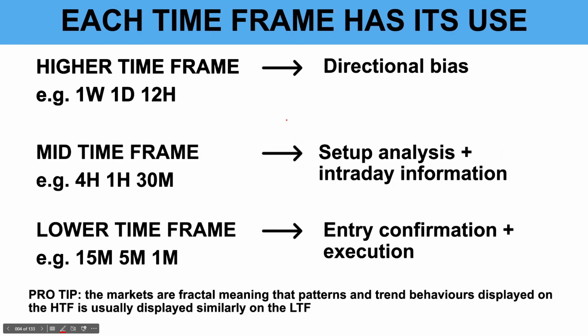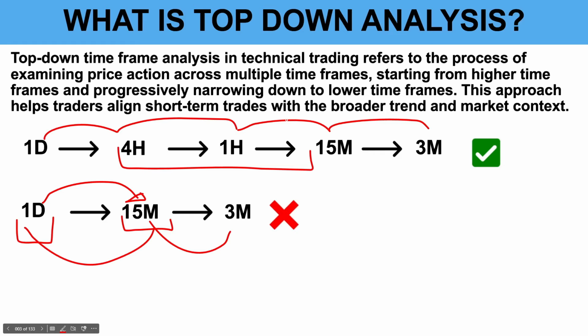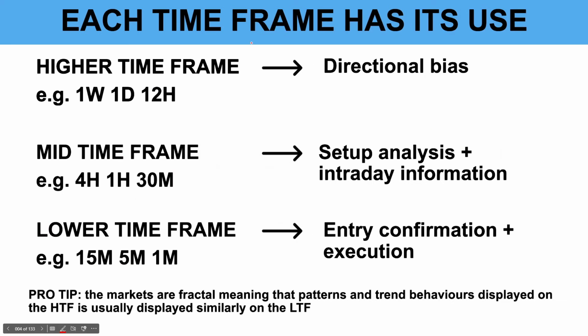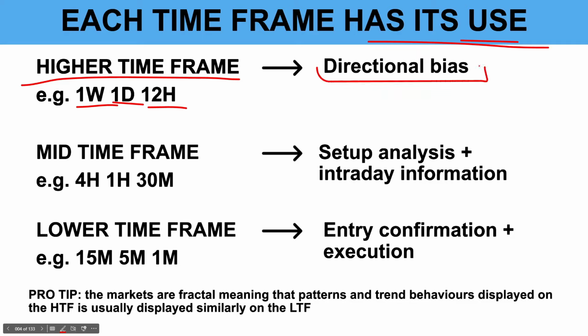So what does each time frame represent? Because we were talking a lot about these time frames, but how do we know what time frame we use for what and what information we need to get out of what time frame? So each time frame has its own purpose and has its own use. So the higher time frame, such as the 1 week, the daily, or the 12-hour, has the use of understanding our directional bias. What does this mean?